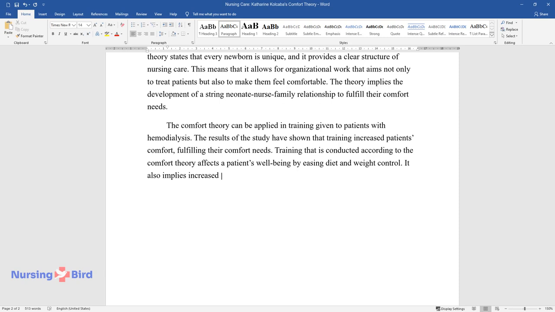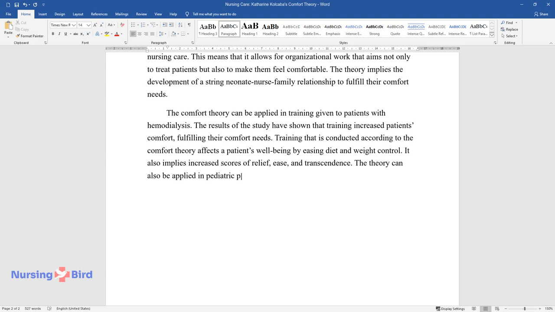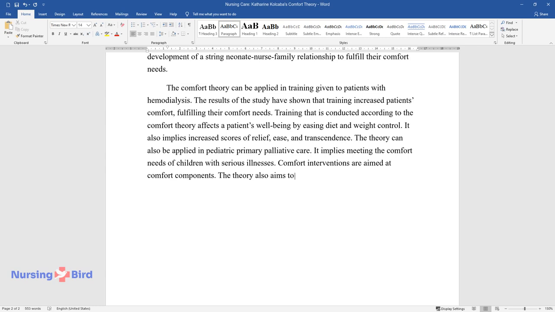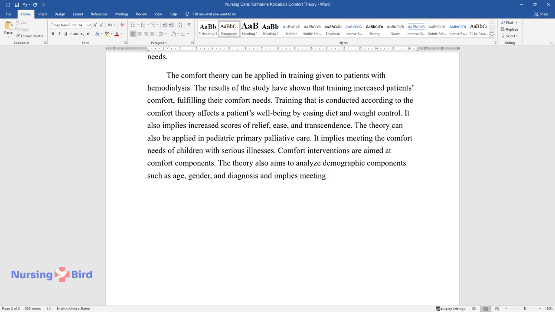The theory can also be applied in pediatric primary palliative care. It implies meeting the comfort needs of children with serious illnesses. Comfort interventions are aimed at comfort components. The theory also aims to analyze demographic components such as age, gender, and diagnosis, and implies meeting psycho-spiritual, physical, and environmental comfort needs.